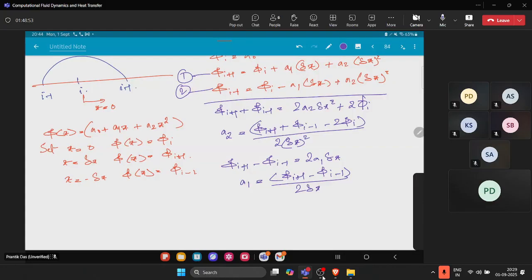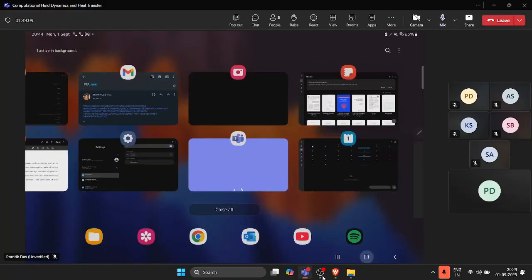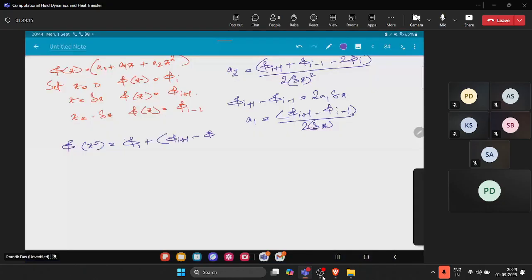Yes, sir. Okay. So phi x is basically what? So phi x equal to phi I plus (phi I plus 1 minus phi I minus 1) x by 2 delta x plus (phi I plus 1 plus phi I minus 1 minus 2 phi I) x square by 2 delta x square. Is it clear to you?